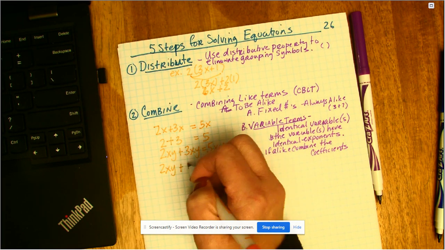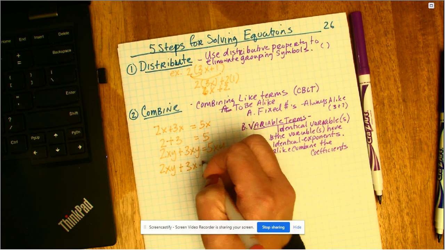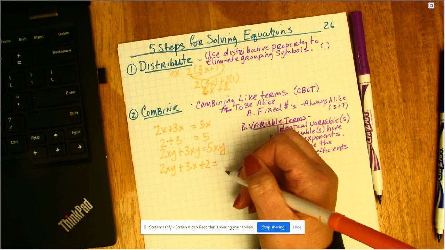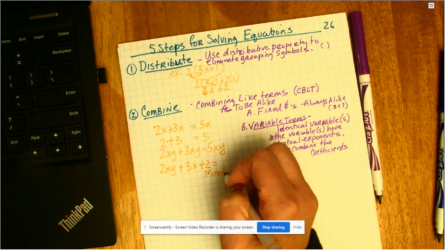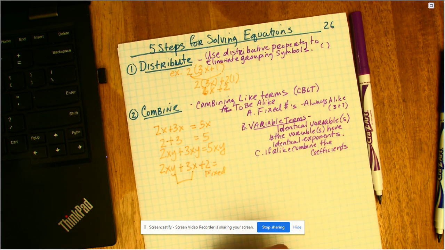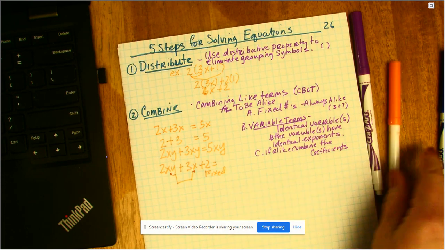2xy plus 3x plus 2, there's no combination here, right? Because this is a fixed number. And while these are both variable terms, this has an xy and this just has an x. So they cannot be combined.